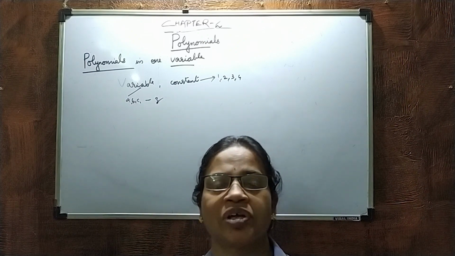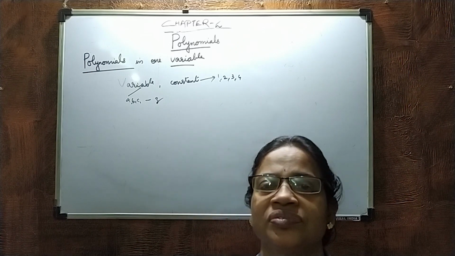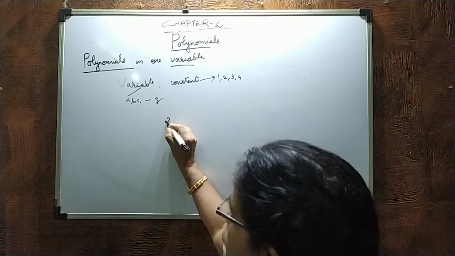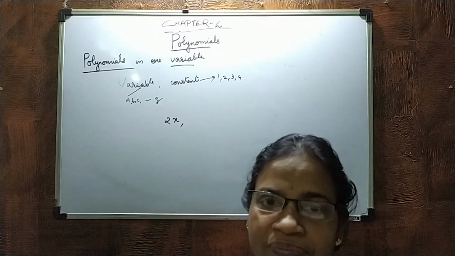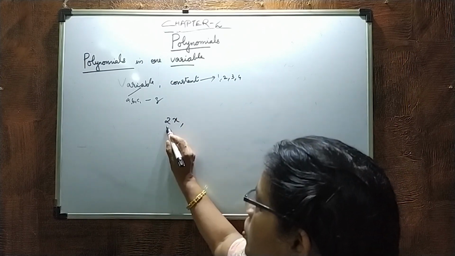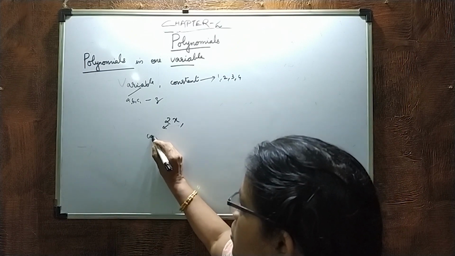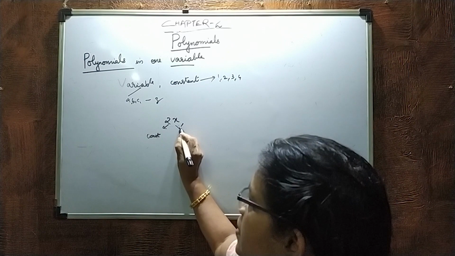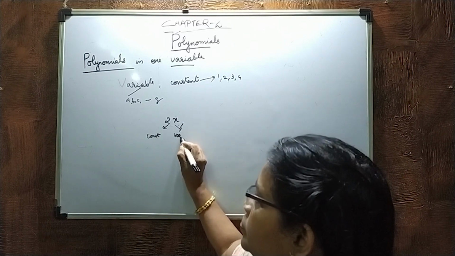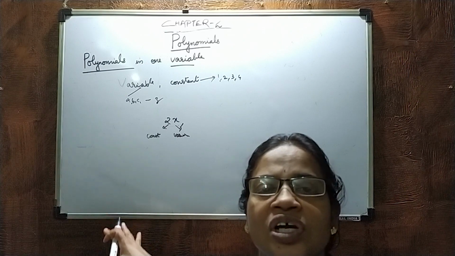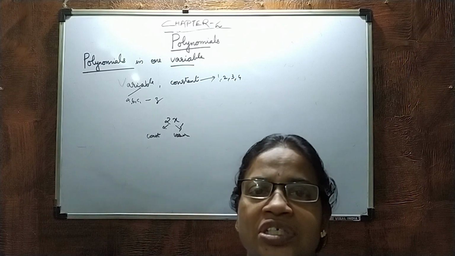Now think about the algebraic expression you have studied. It is just like this: 2x. Here 2 is a constant and x is a variable. So when a constant and a variable are joined, we get an algebraic expression.